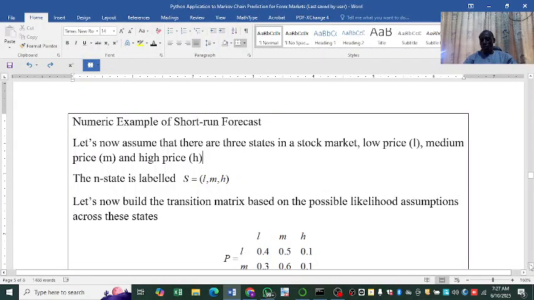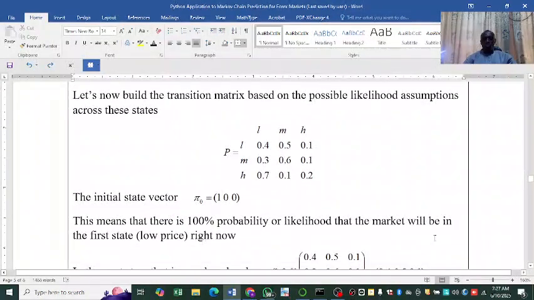Now, this is the transition probability we have here. This transition probability is an assumption about the probability of moving from one state to another. Low to low is 40%, low to medium is 50%, low to high is 10%. If we add the probabilities together in a row, it should give us 100%, or it should give us 1.